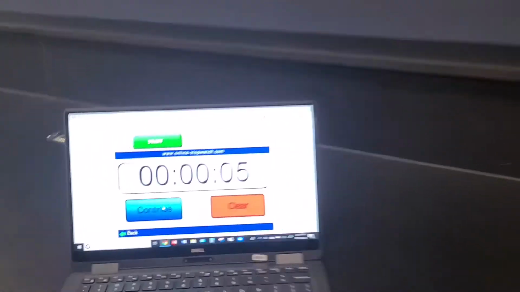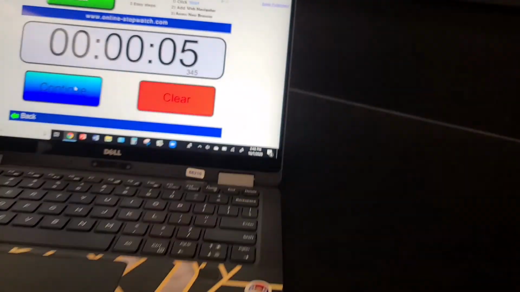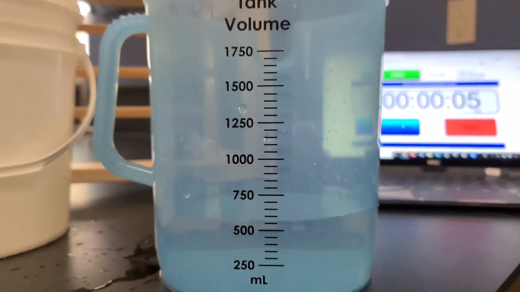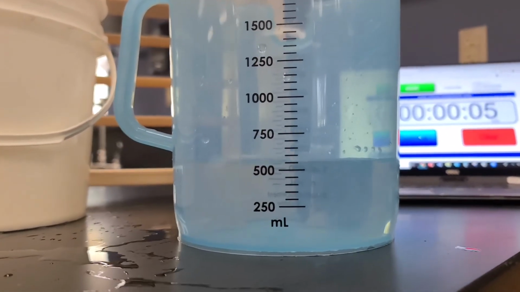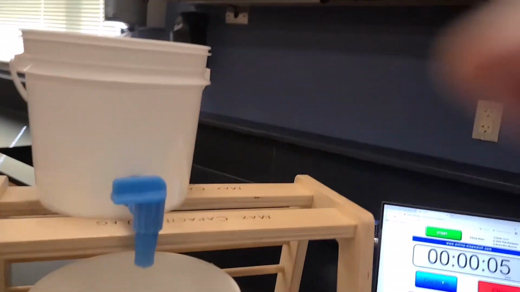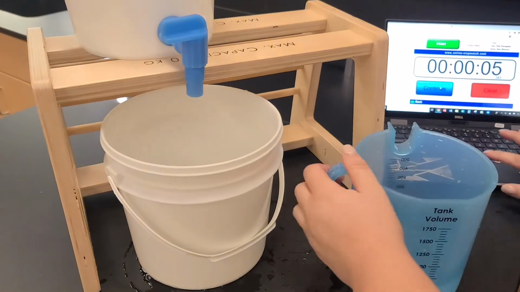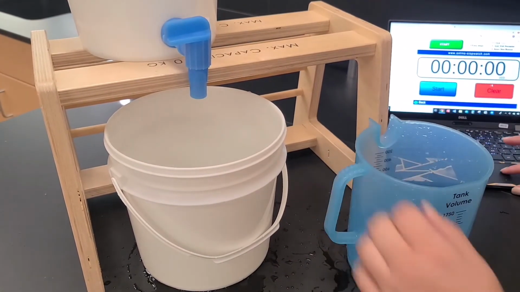We got our time is 5.345 seconds. And now we have our tank volume. I'm gonna try to get it at eye level to make the best measurement here. All right, so again, recording these all on our table. Getting ready for the next one.